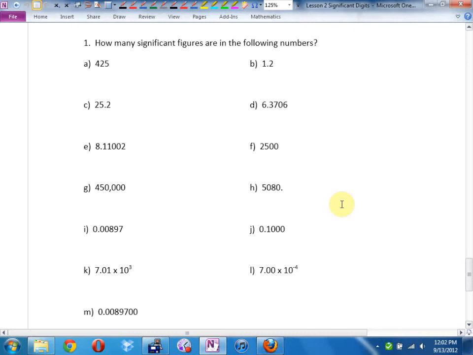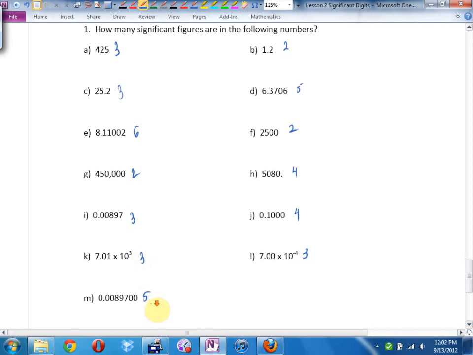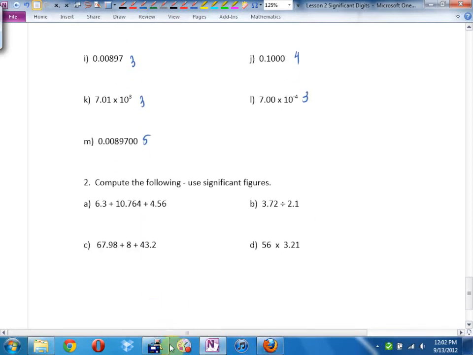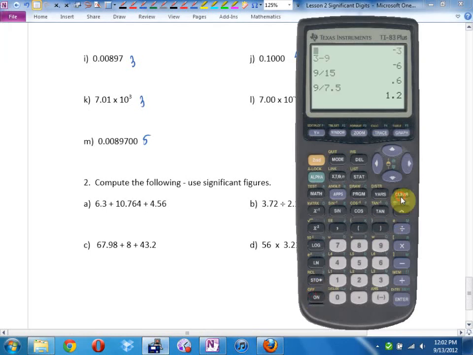Really quickly, how many sig-figs in the following? 3, 2, 3, 5, 6, 2, 2, 4, 3, 4, 3, 3. How many? 5. And then it said compute the following, use sig figs. So we're going to do the math.